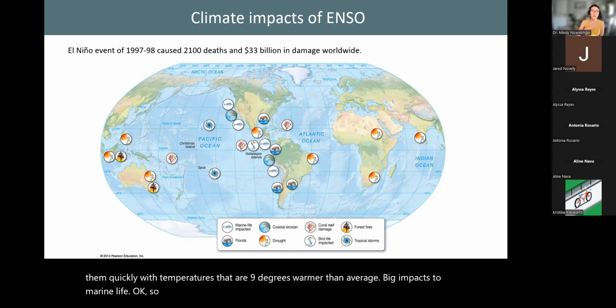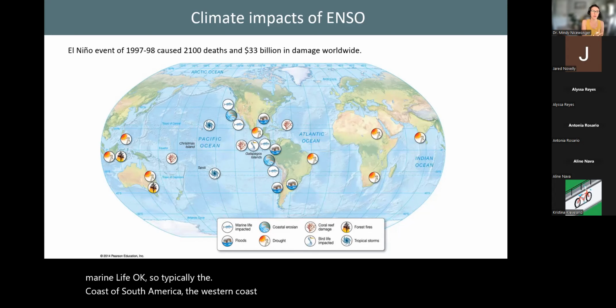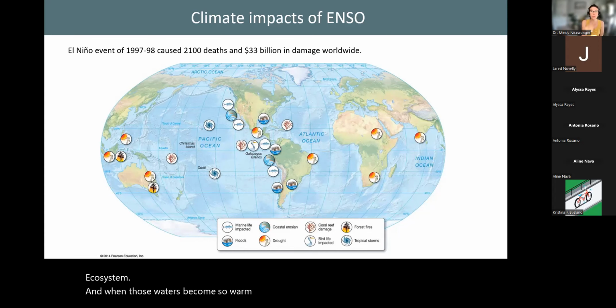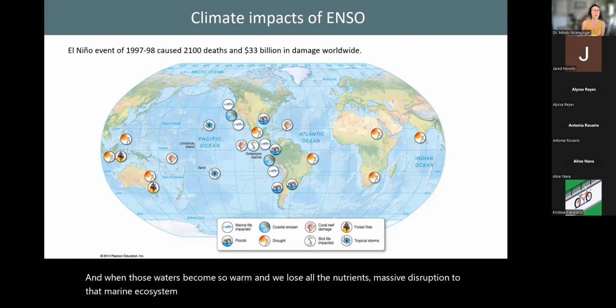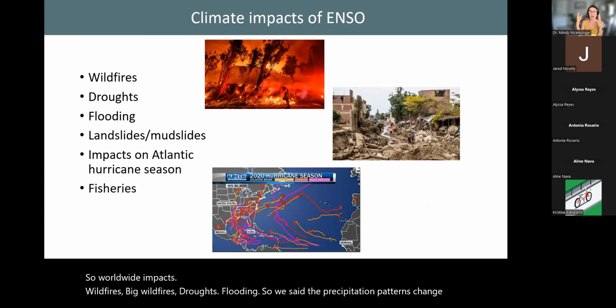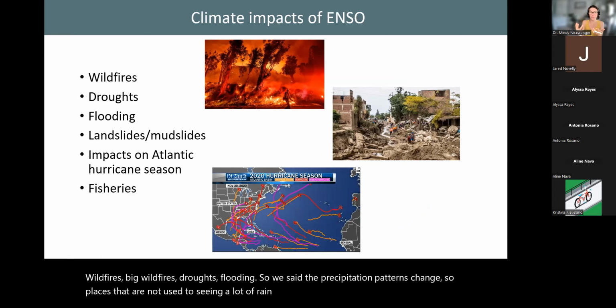Okay, so typically the western coast of South America, like Peru, is a huge fishery ecosystem. And when those waters become so warm and we lose all the nutrients, massive disruption to that marine ecosystem. Okay, so worldwide impacts. Wildfires, big wildfires, droughts, flooding. So we said the precipitation patterns change. So places that are not used to seeing a lot of rain, see a lot of heavy rain. We get flooding, we get landslides, especially in the mountainous areas of the Andes.